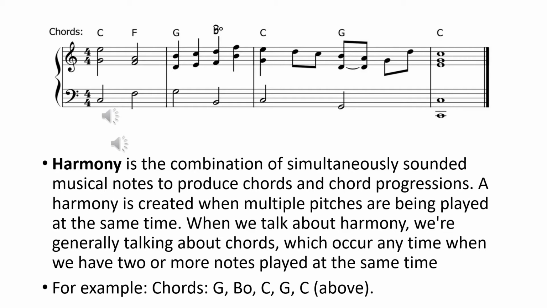For example, the chords above, we have C major, F major, G major, B diminished, C major, G major, and C major. So as we can see, the C major chord can be built by two notes, which are G and E, or it can add the third note down here, where we have E as the base and then G and also C. So let's listen to it to see how it sounds.